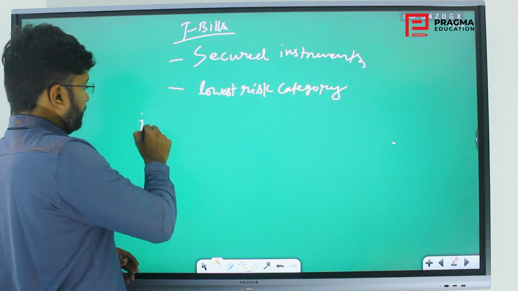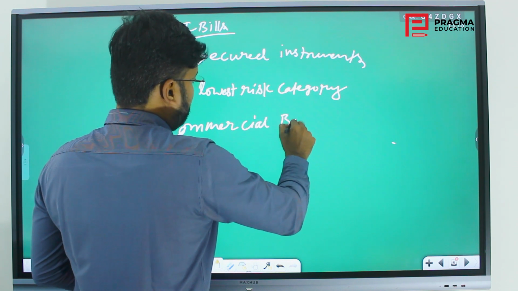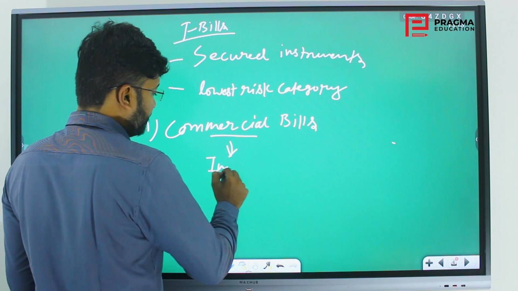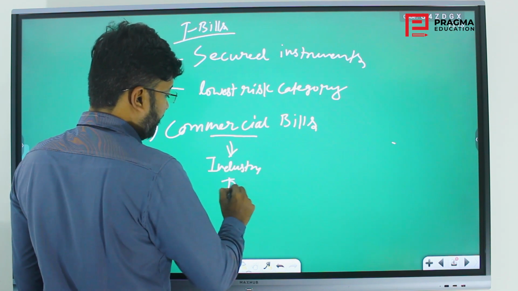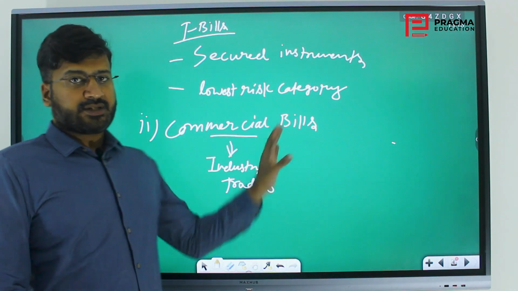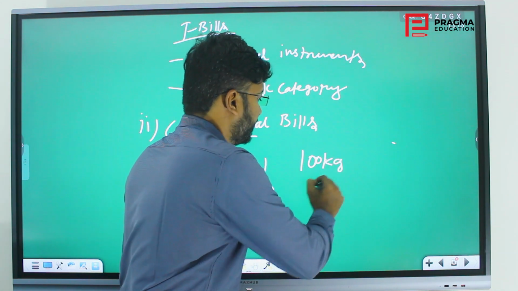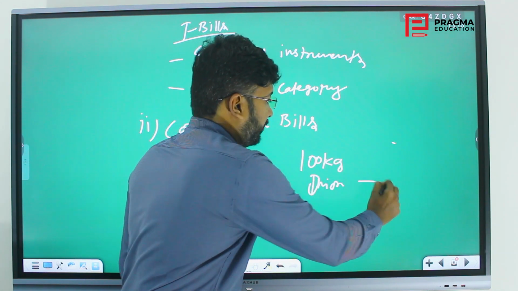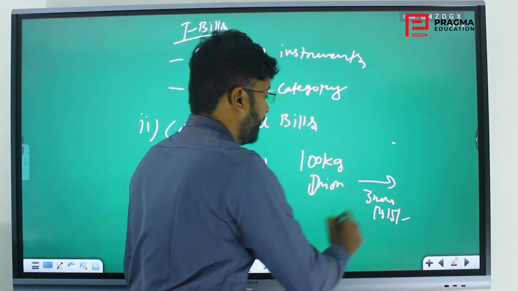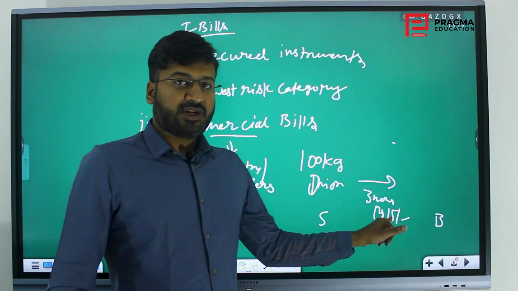Next comes the commercial bills. It is the same thing, but these are issued by industries or traders in the market. They will issue this commercial bill. Example, say suppose I will sell 100 kg of onion. 3 months from now, I will sell it at rupees 15. So I am the seller, there will be a buyer. So what the seller thinks is this price will come down to less than 15.